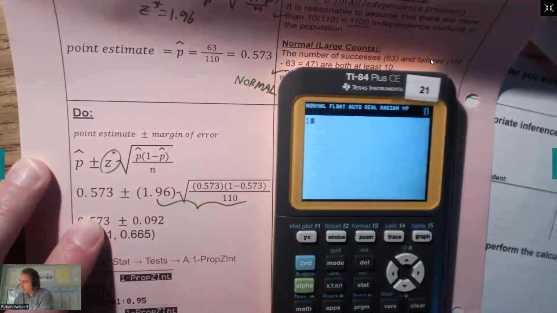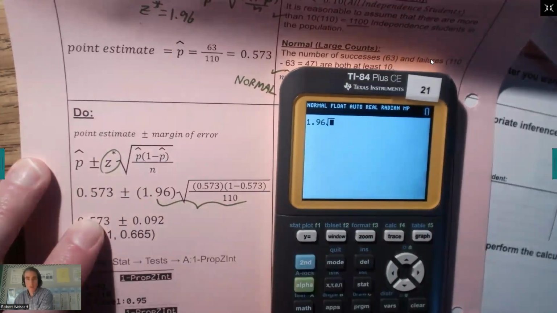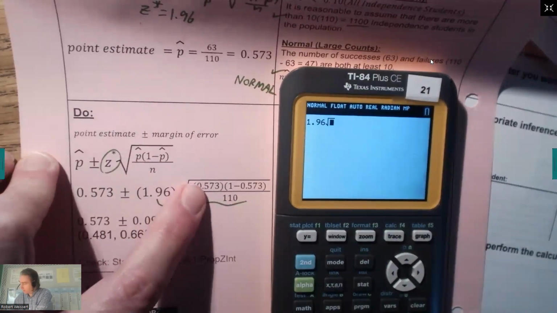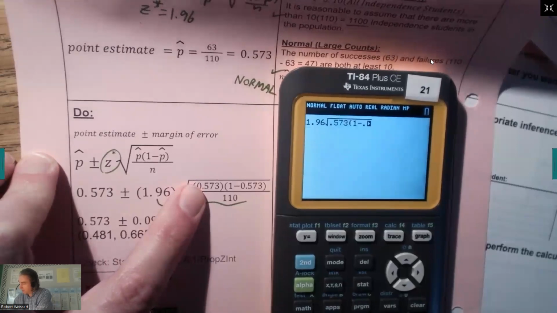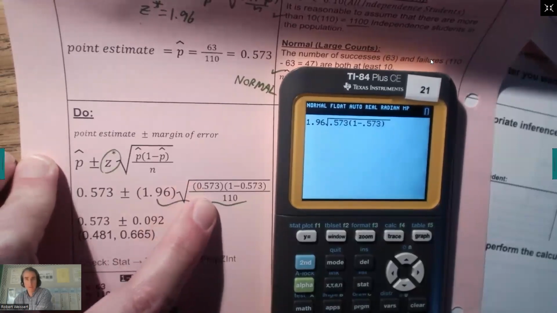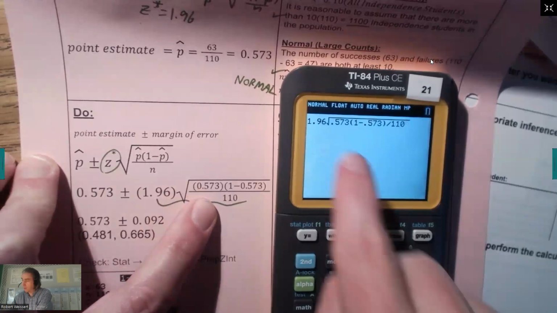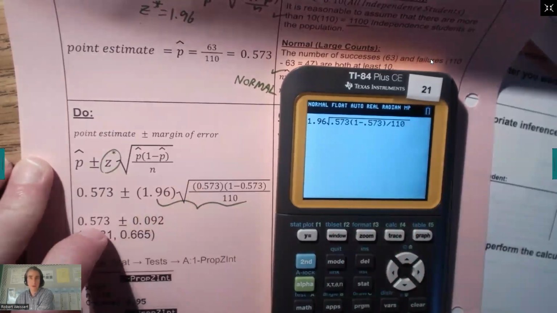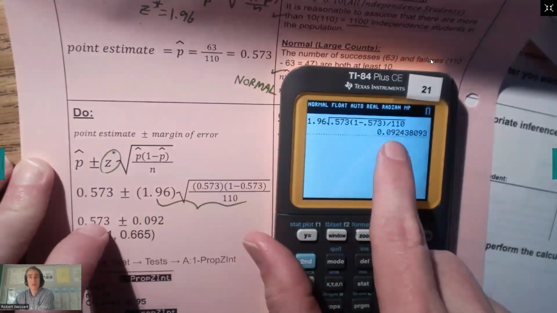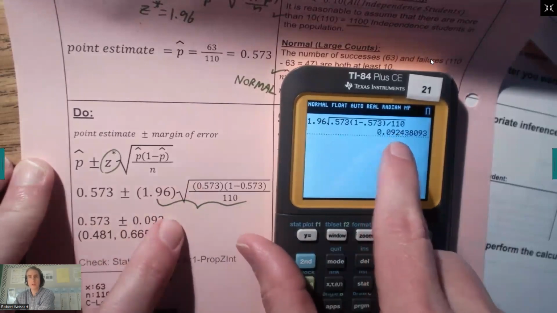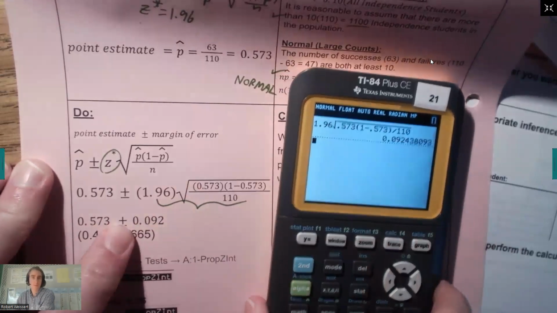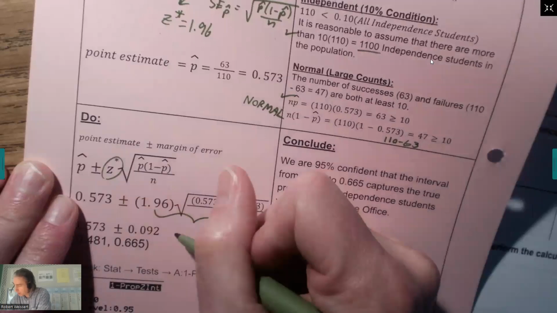So we're going to do 1.96 square root 0.573, parentheses 1 minus 0.573, close parentheses, divided by 110. You can do it all like that. It'll calculate it correctly from there. And you can see that is a margin of error of about 9.24%. Okay, so 9.2%. And that's your margin of error.